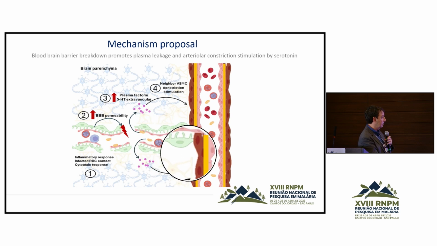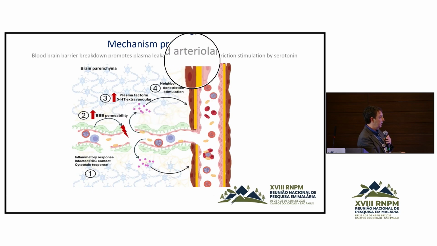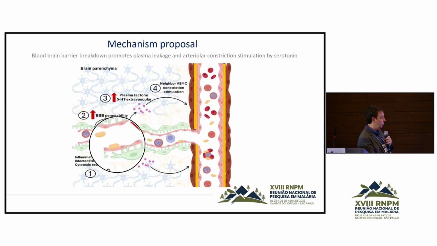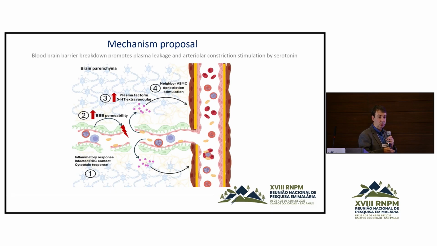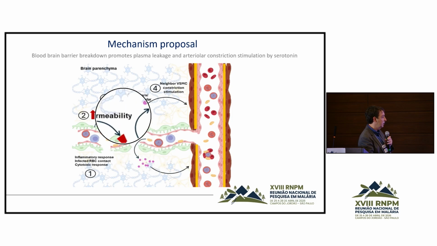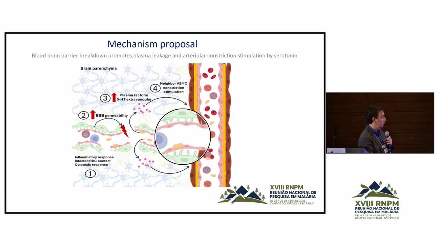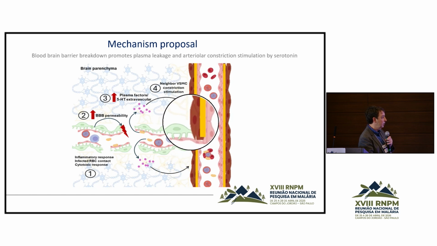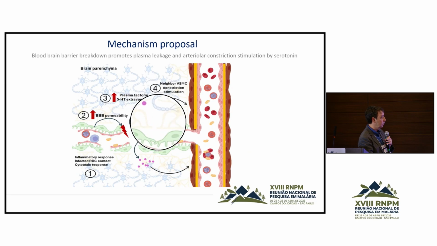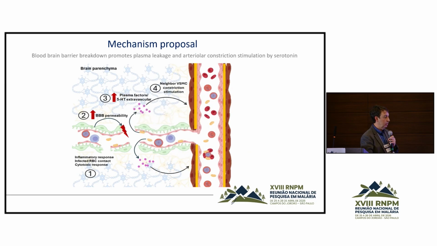hematoencephalic barrier with the neurovascular unit, you have the arteriolar constriction, and you have actions that could disrupt the vessels, and then you have the proximity with arterioles with the smooth muscle, and that could induce the constriction with the serotonin.